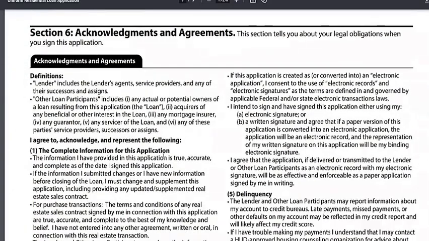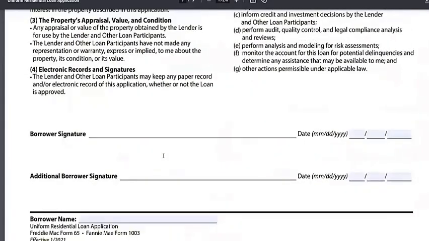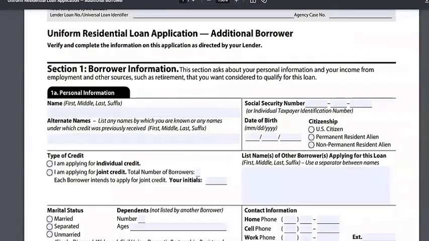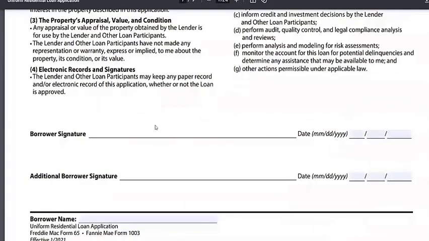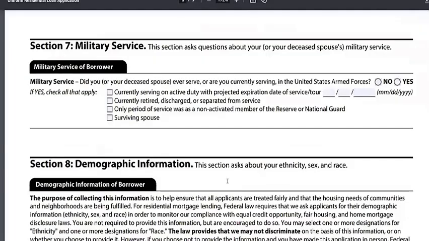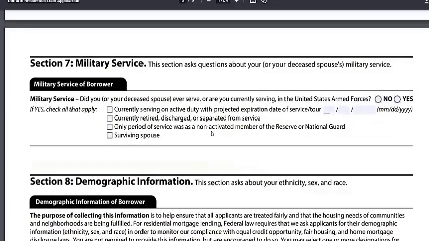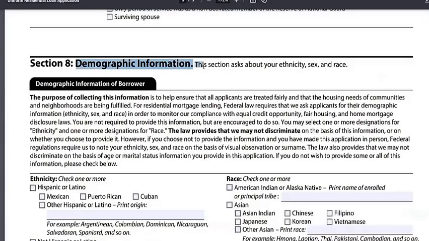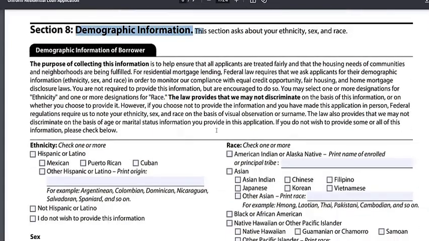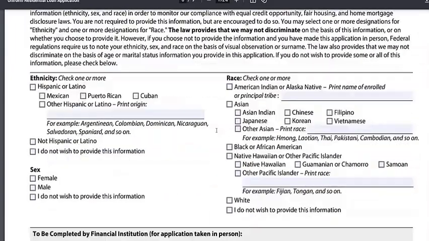Then the acknowledgement and agreement, here the borrower is going to sign the application. Both the borrower and additional borrowers are going to sign this application. Even though we have the additional page for the additional borrower, they also need to sign this application as well, right? Okay. And then military service, number 7, if someone is in military service, they are also going to give us the information in this form only, but this was not in the previous form, if you remember. Then demographic information, that was the additional pages that were coming for the last couple of years with the 1003, is now a part of the borrower information in here.